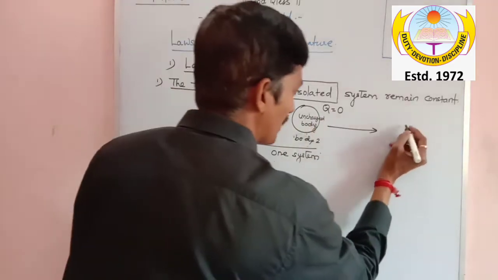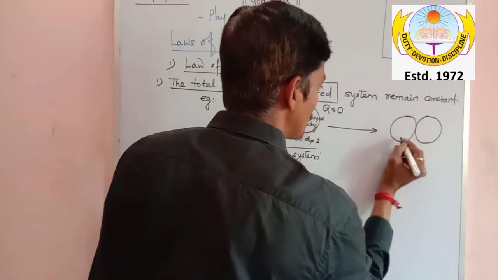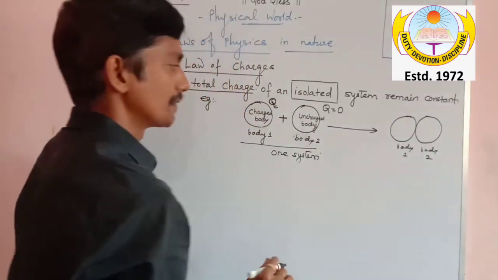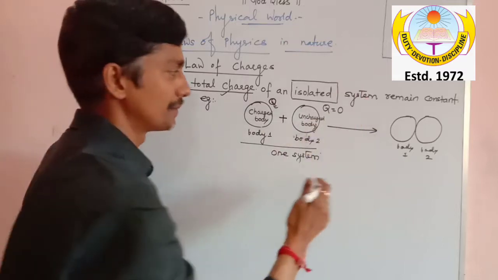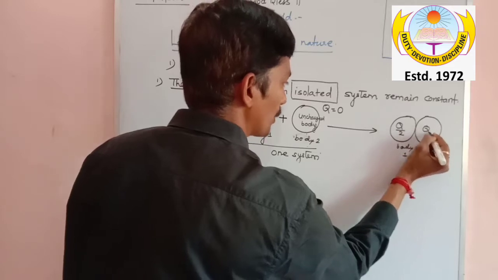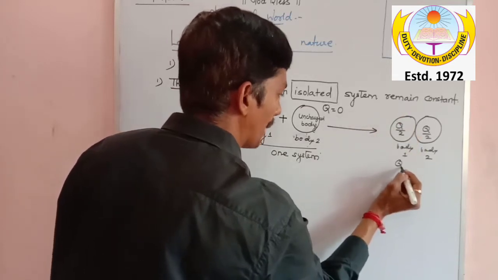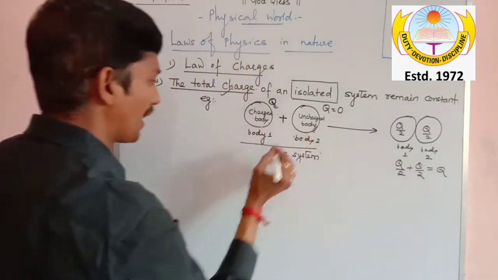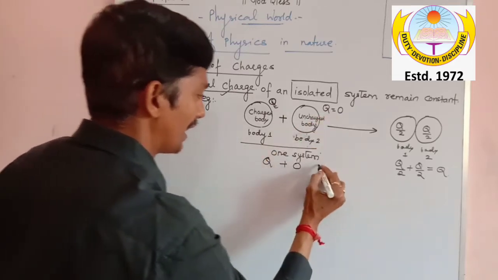Now when the system gets formed, body 1, body 2, what happened? Let us try to understand how this statement is obeyed over here. This body 1 will possess Q by 2 charge, and this body will also possess Q by 2 charge. So if I add Q by 2 plus Q by 2, still I am getting Q. And here also I am getting Q plus 0 because this is uncharged, and the answer is Q.